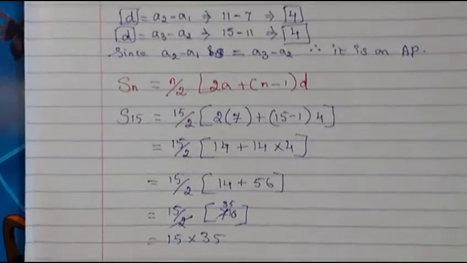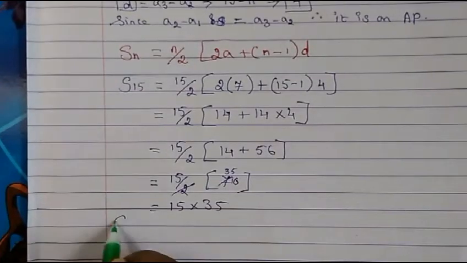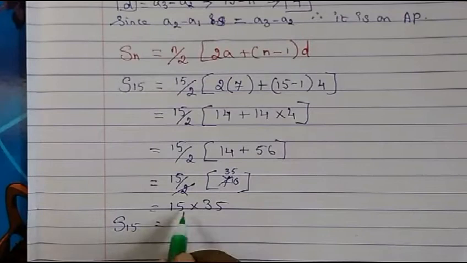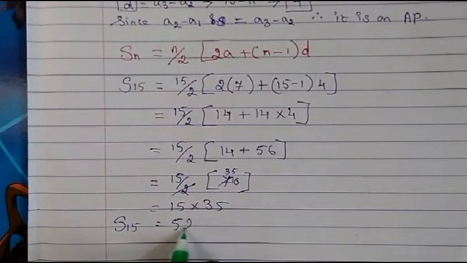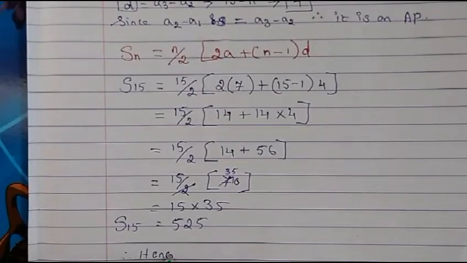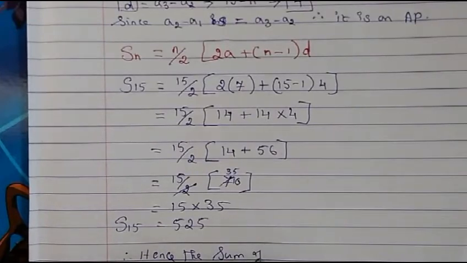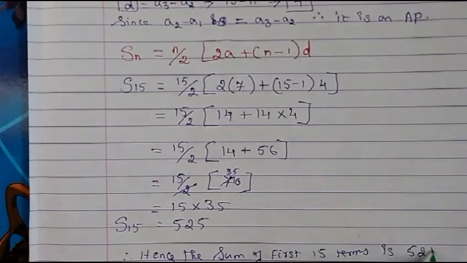So when you multiply, you will get the sum of 15 terms. So 15 into 35 will give us 525. Hence the sum of the first 15 terms is 525. So this is in the first case.